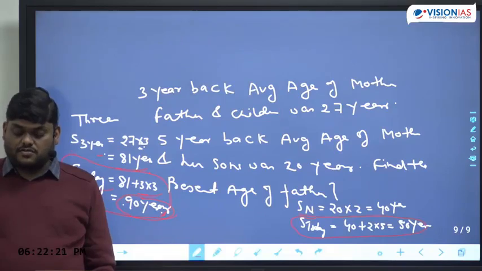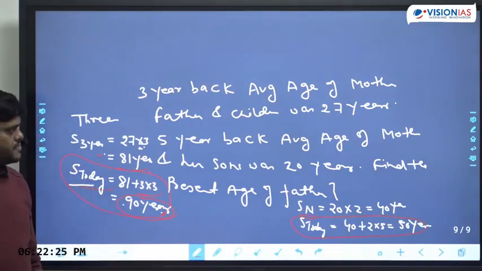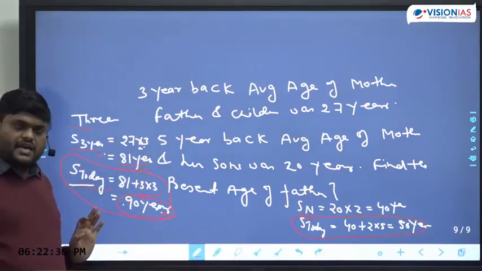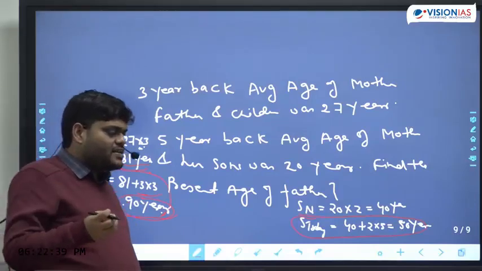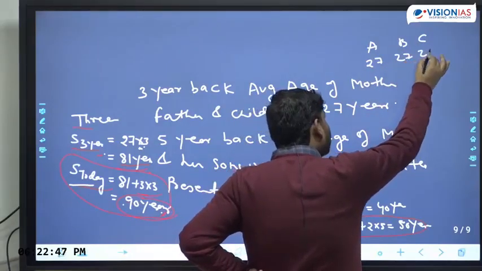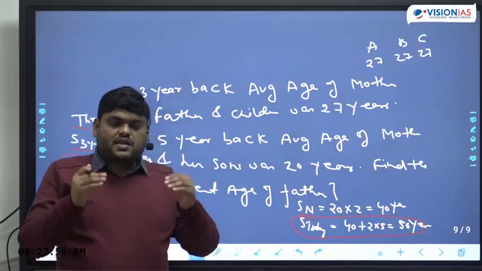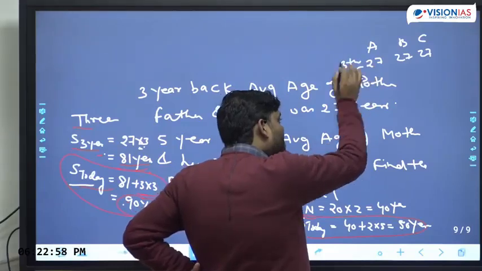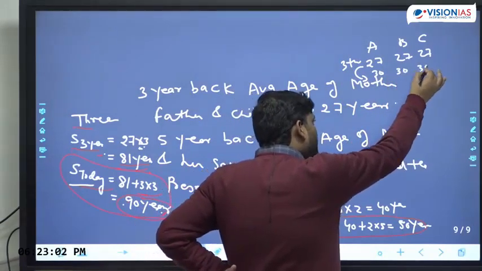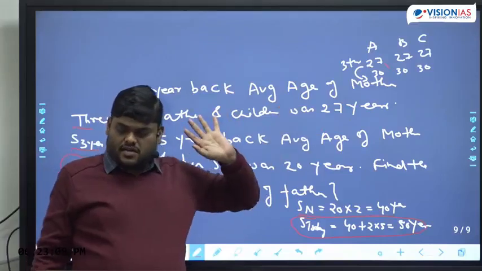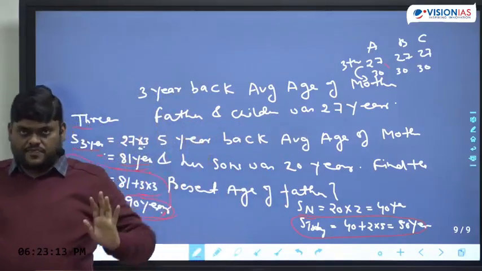Is this making sense or not? One more time, please explain. Look, 3 years back the average was 27, that means the total 3 years back was 81 years. Okay. Now 3 persons are there. Suppose Mr. A, Mr. B, Mr. C. 3 years back their average age was 27, 27, 27. This is the 3 years back case. In the present, what will happen? Ages will be 30, 30, 30, or not? Why? Because everybody's age will increase by 3 years. Is this making sense or not?